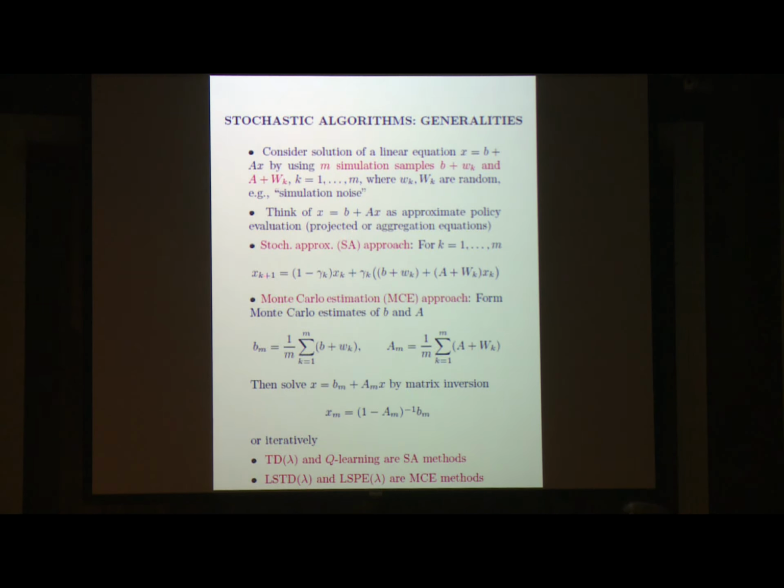In TD lambda, the x vector here is the r vector, the vector of weights. It operates on weights using samples in an iteration that is a special case of this form. However, there are other methods. I mentioned LSTD and LSPE. They are of the second type. You collect the samples, you form averages of the matrix and vector that's involved in the evaluation equation, and then you use matrix inversion for this one or iterations for this one. That's a fundamental division, two different kinds of methods, and both of them are useful within our context. They allow you to solve linear equations where the data of the equation is unknown and can only be approximated by simulation. So we will come back to this type of methods, but I'm giving you now an overview of where they fit.